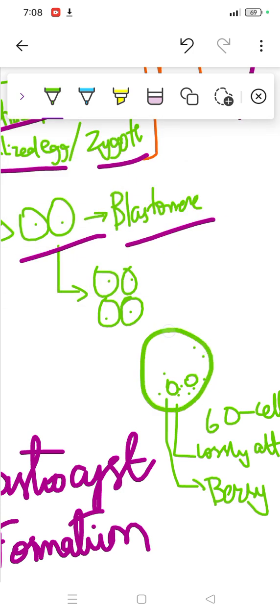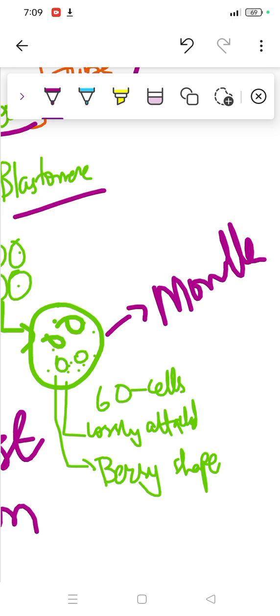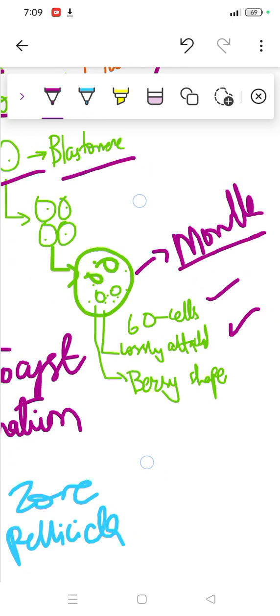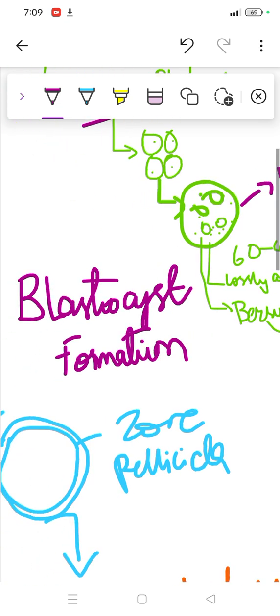Then comes the main part. What is this structure called? That structure is called morula, which is simply when 60 cells combine. I've mentioned morula again, which is simply 60 cells combined. They are quite loosely packed, and they form a structure which is called berry shaped. So in the last video we discussed all this and the blastocyst formation.